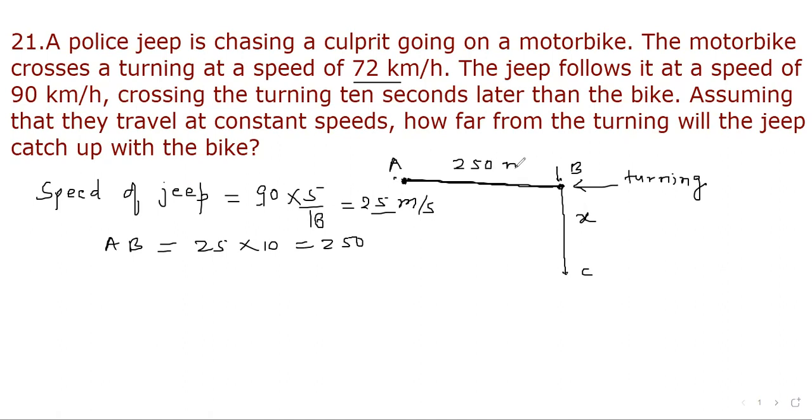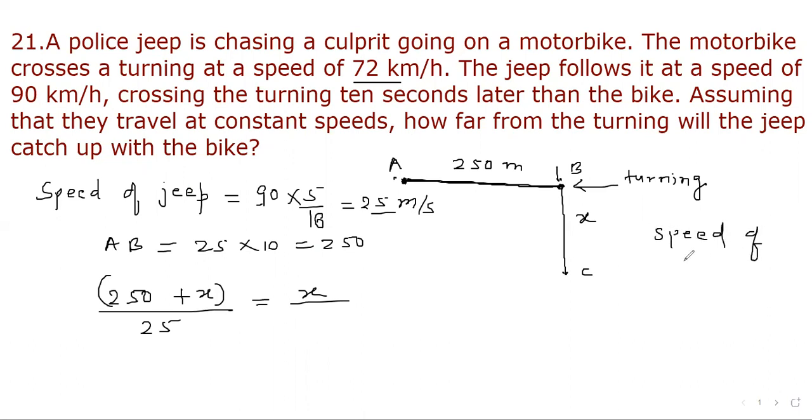So the jeep has to cover 250 meters more than the bike. So we can say (250 plus x) divided by the speed of the jeep, that is 25, must be equal to x divided by 20. Why 20? Speed of the bike. Let's evaluate the speed of the bike. So it is 72 into 5 by 18. That is 4 times 5, that is 20.